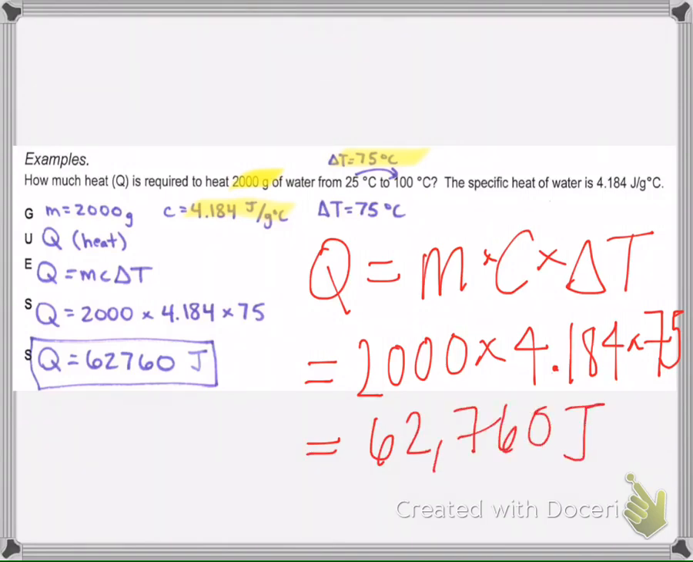And when you multiply that, you get our answer of 62,760 joules. That is a lot of energy, which makes sense because we're talking about 2,000 grams of water, and water already has a very high specific heat. There is a lot of energy required to raise the temperature of 1 gram of water by 1 degree Celsius. So this would be just you using this equation, Q equals MC delta T.